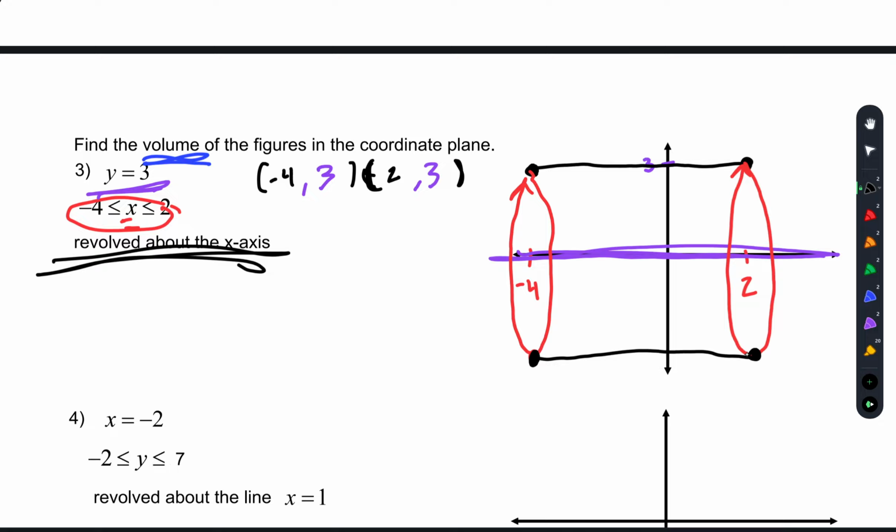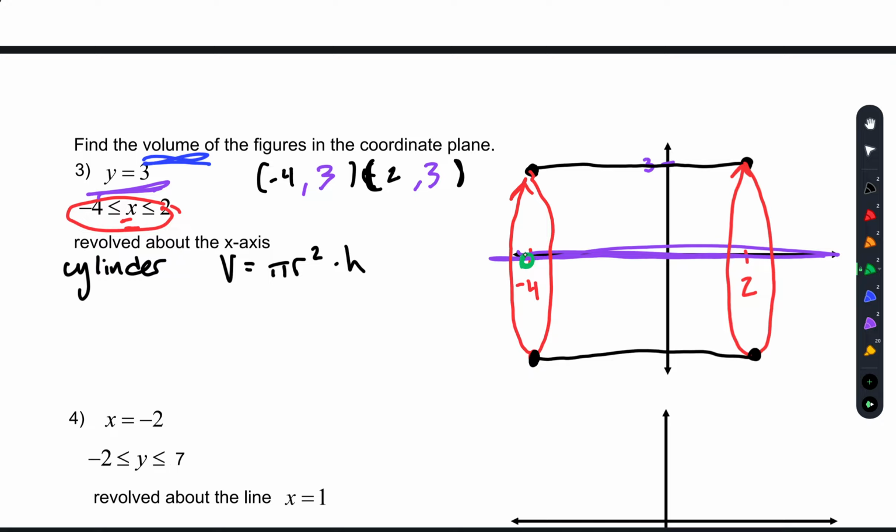What shape did I just create by rotating that all the way around 360 degrees? Yeah, it's a cylinder. So when I rotated this, I created a cylinder. So now I'm going to find the volume of a cylinder. To find the volume of a cylinder, I'm using the formula pi r squared times height, which means I need to identify the radius and I need to identify the height of this cylinder.